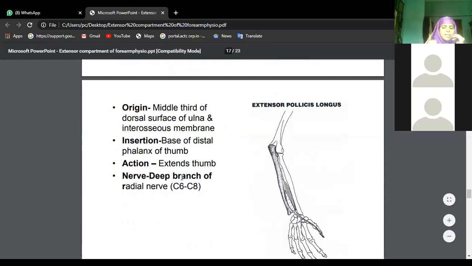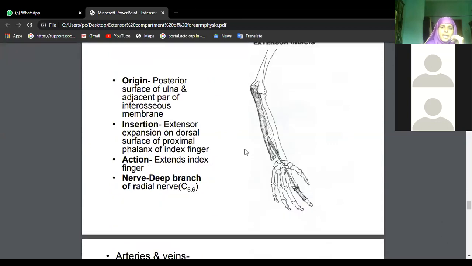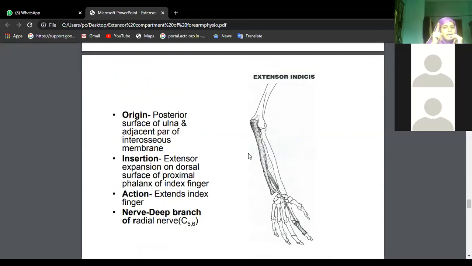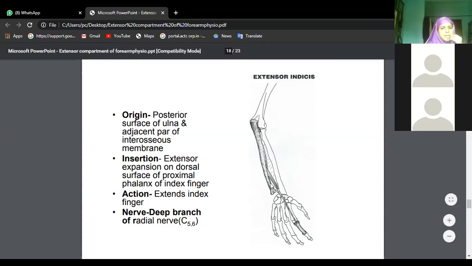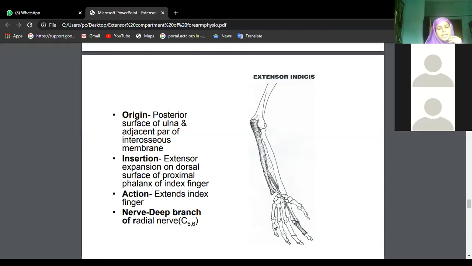Okay, same thing, extension of the thumb and radial nerve. Then we have this last muscle, that is extensor indicis. From where is it coming? The posterior surface of the ulna and adjacent interosseous membrane. Then it is getting inserted into the extensor expansion, that is at the proximal phalanx of the index finger. It helps in the extension of the index finger, supplied by radial nerve.